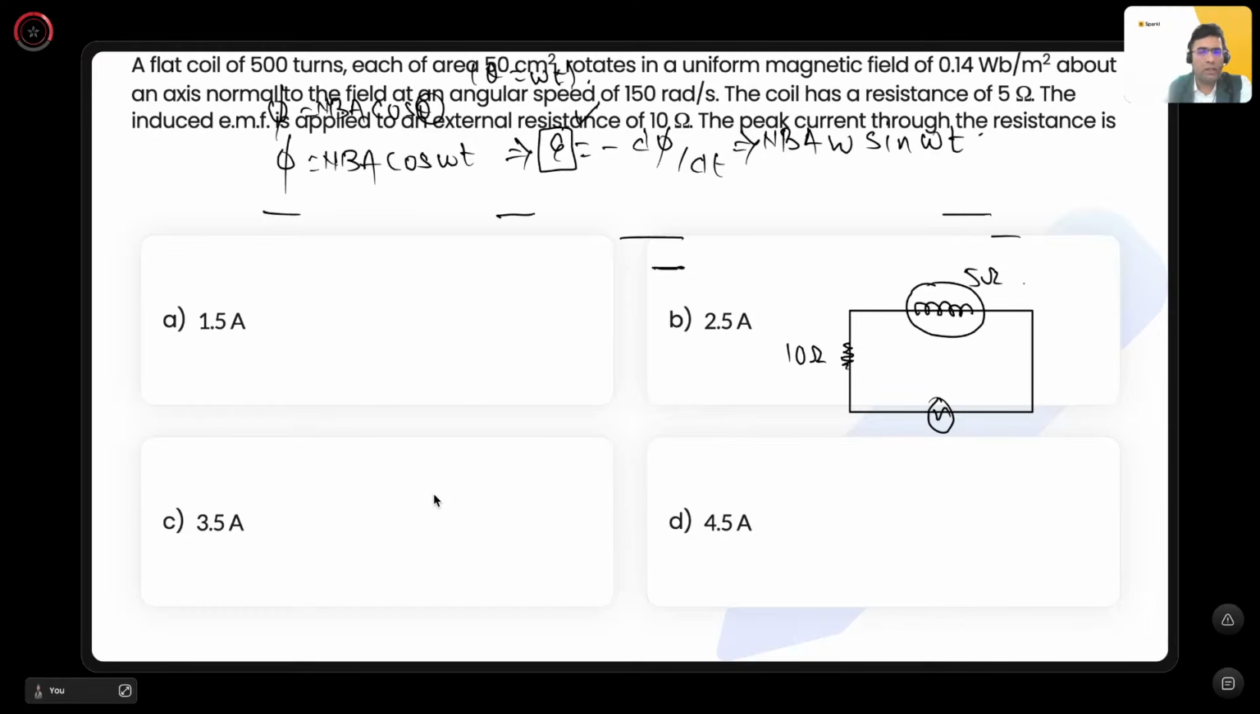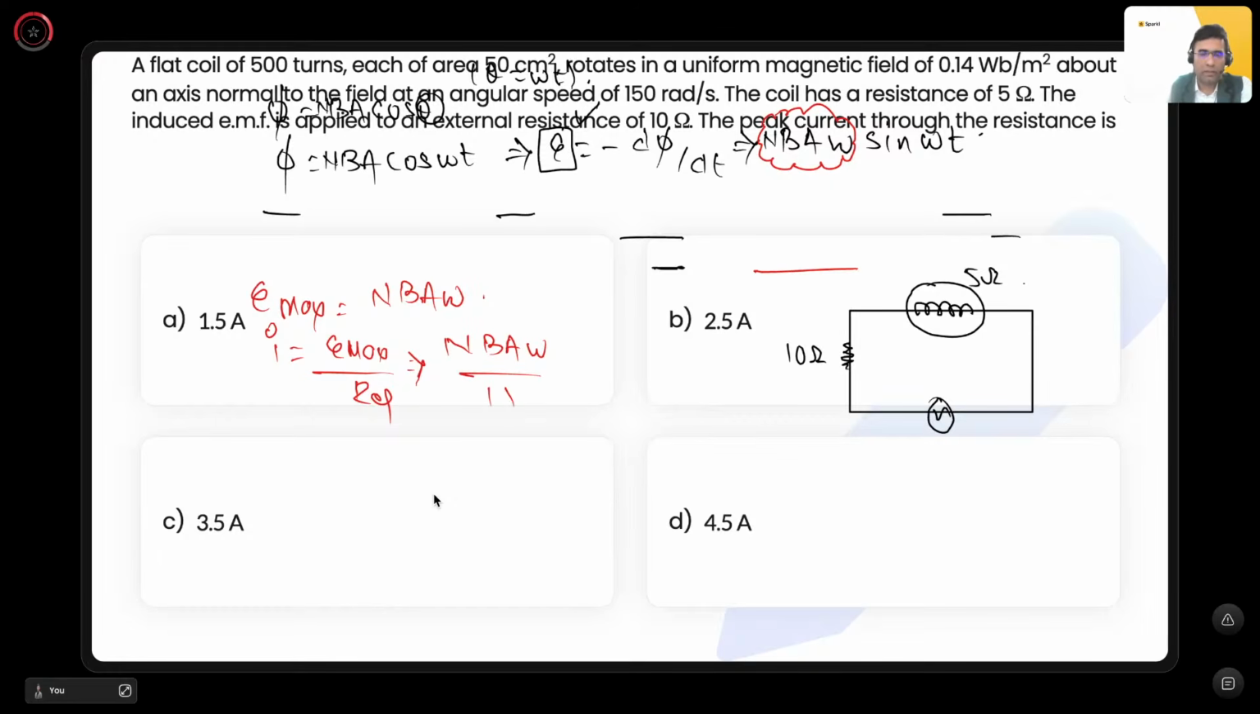So if you see the sine equation, this will be our maximum value or our peak value. So E max will be NBA omega. All right. Now they have asked for the peak value of the current. So the peak value of the current will be E max upon total resistance or equivalent resistance, right? So it becomes NBA omega upon the equivalent resistance, which will be 15.